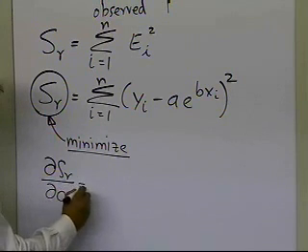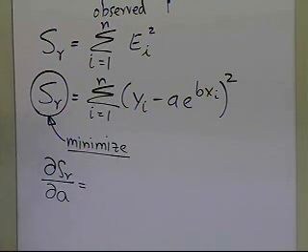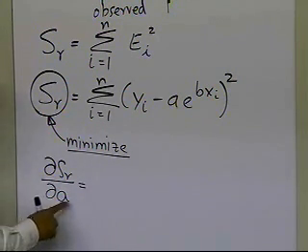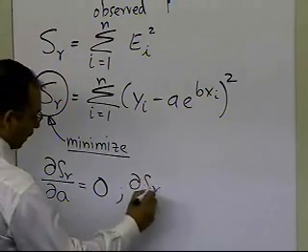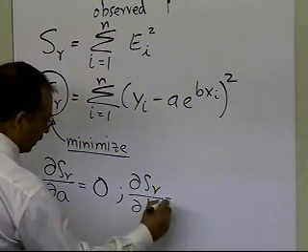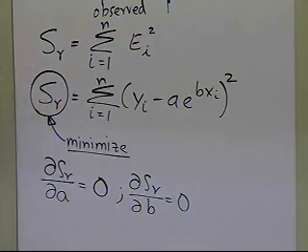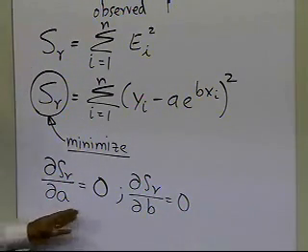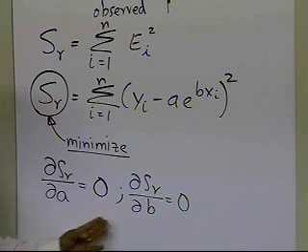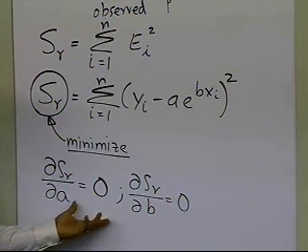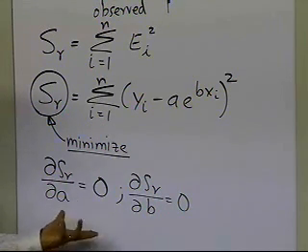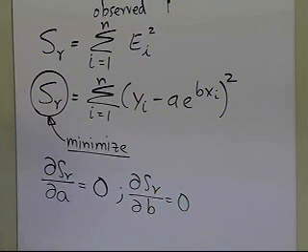So I'm going to take the partial derivative of the sum of the square of the residuals with respect to a, put that equal to 0, and I'm going to take the partial derivative of the sum of the square of the residuals with respect to b and put that equal to 0. When I put these two equal to 0, I'm going to get two equations and two unknowns, a and b, and I'll be able to solve for a and b. And that's the whole point about finding the values of a and b which make this a minimum.